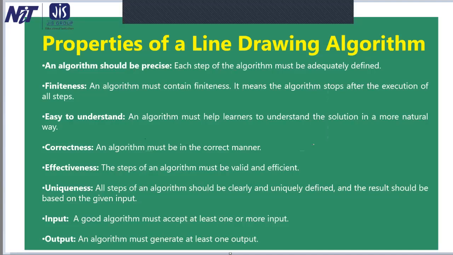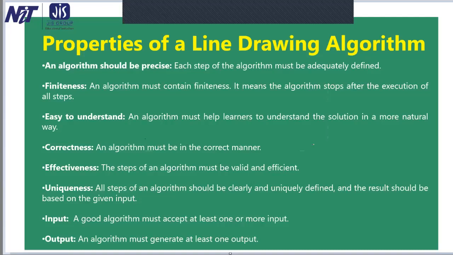Input. A good algorithm must accept at least one or more input, and an algorithm must generate at least one output. It is important to understand that a line drawing algorithm must generate the desired output. Only those pixels should be drawn which are falling under the coordinate of the line from starting to end point. Only those coordinates will be illuminated. So these are some of the required properties of an algorithm.